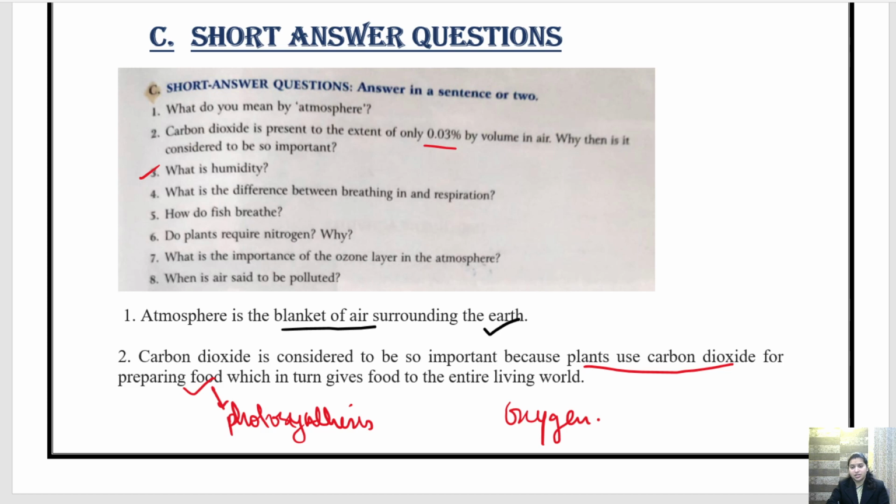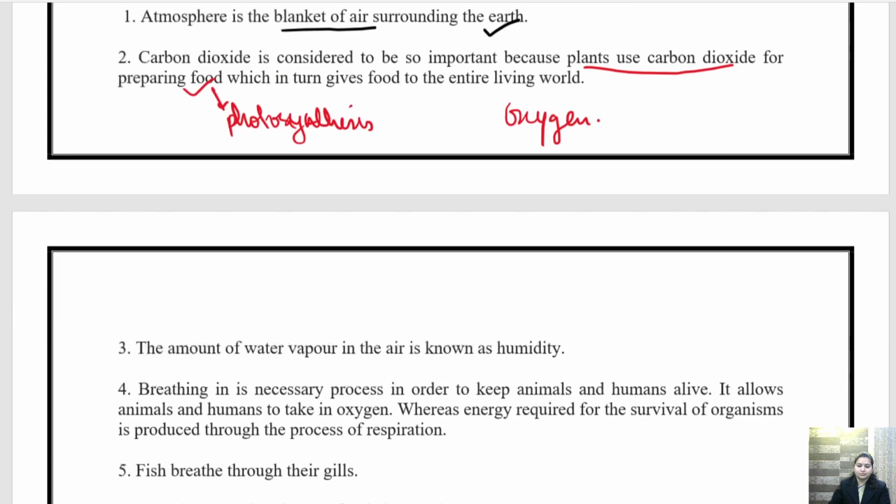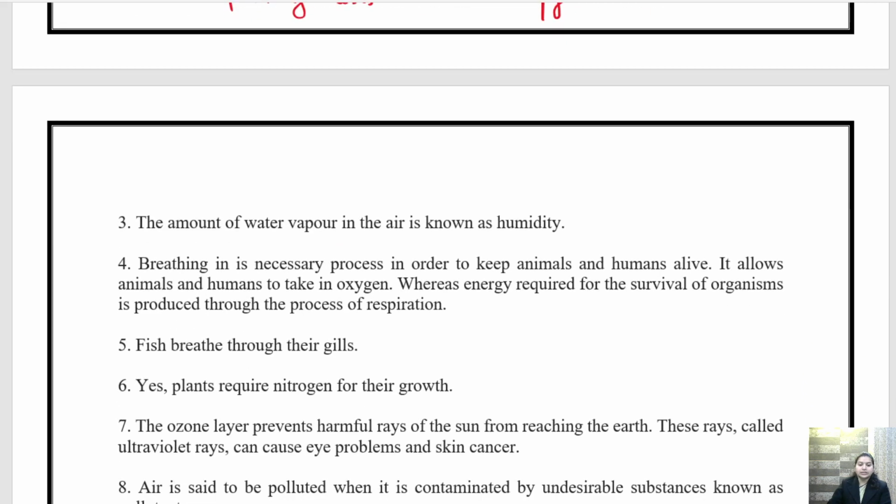Now question number 3 is, what is humidity? Humidity क्या होता है? The amount of water vapor in the air is known as humidity. Okay. Now children, answer one more question: whether humidity changes from place to place and time to time or not? Yes, definitely it changes from place to place and time to time.